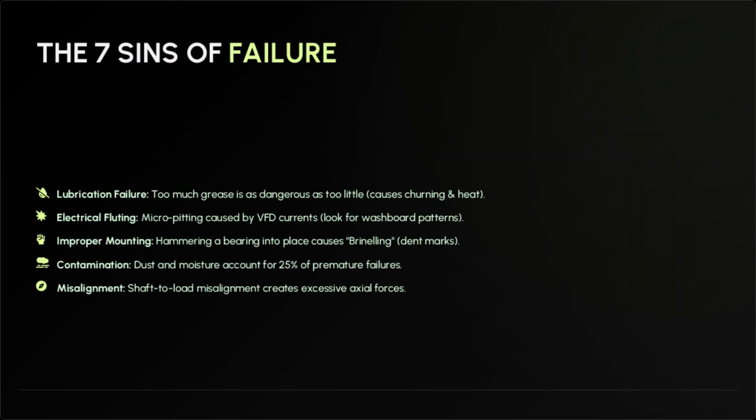Why do bearings fail? It's rarely age. Most failures come from overgreasing, which causes the bearing to run hot, or fluting caused by electrical currents. Mechanical misalignment and contamination from dust or moisture are also top culprits. Recognizing these patterns on a failed bearing is the first step to a better maintenance plan.